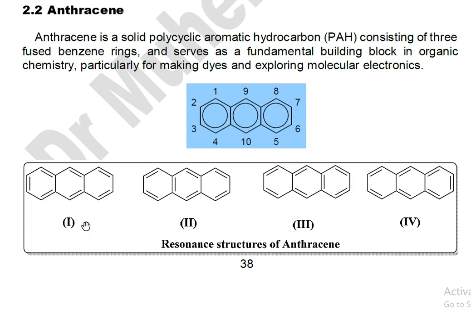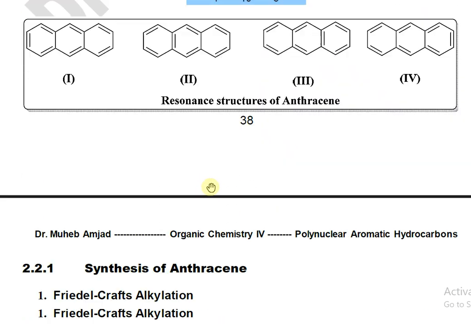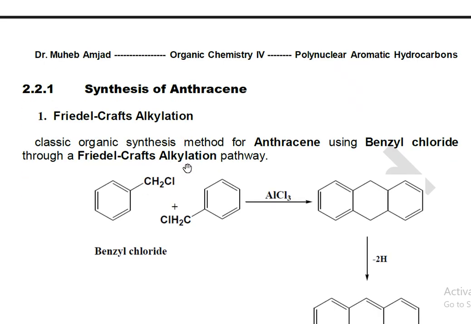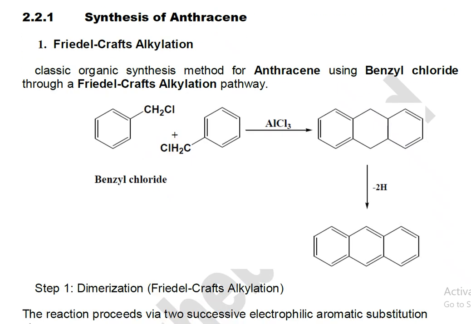There are 4 resonance structures for anthracene. This is number 1, this is the second resonance structure, third and fourth. All of them are resonance structures for anthracene. We start with the synthesis, how we can prepare this compound. So the first method shown here is the Friedel-Crafts alkylation.